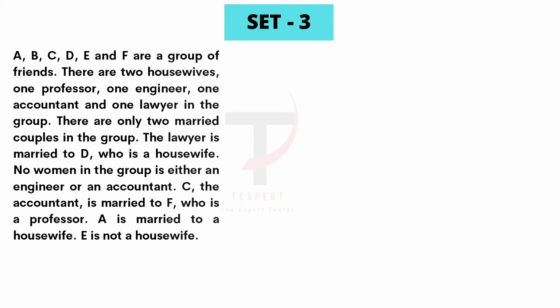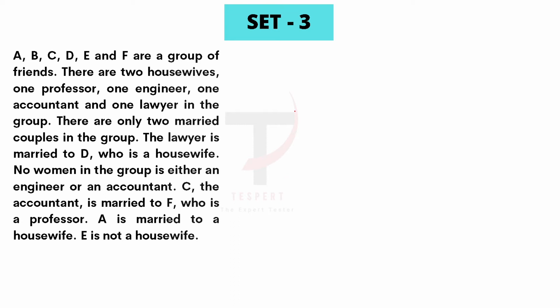Okay, just pause the video and try it on your own. Okay, hope you got the set right. So what is given? A, B, C, D, E and F. So how many are there? 1, 2, 3, 4, 5, 6. Okay, 6 are there. There is a group of 6 friends.